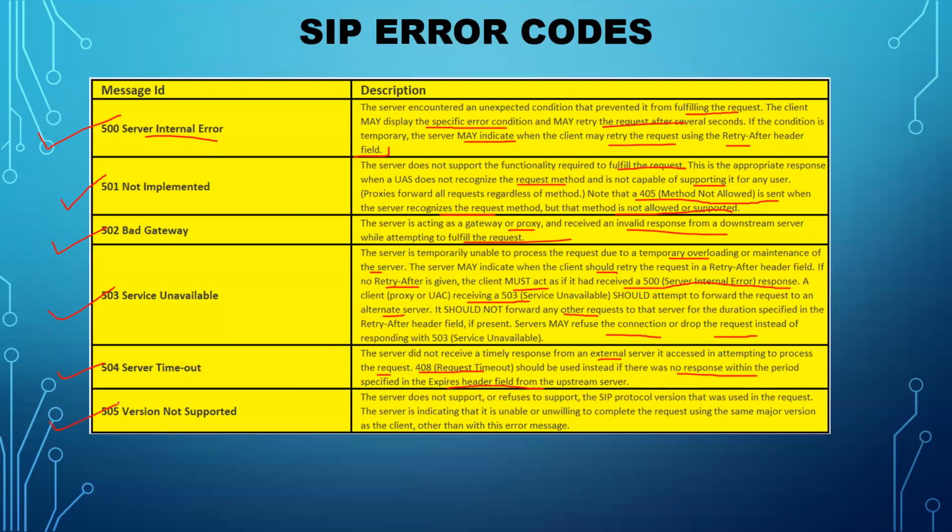Then we have 505 Version Not Supported. The server does not support or refuses to support the SIP protocol version that was used in the request. The server is indicating that it is unable or unwilling to complete the request using the same version as the client, other than with this error message. Right? It can be sending Version Not Supported.